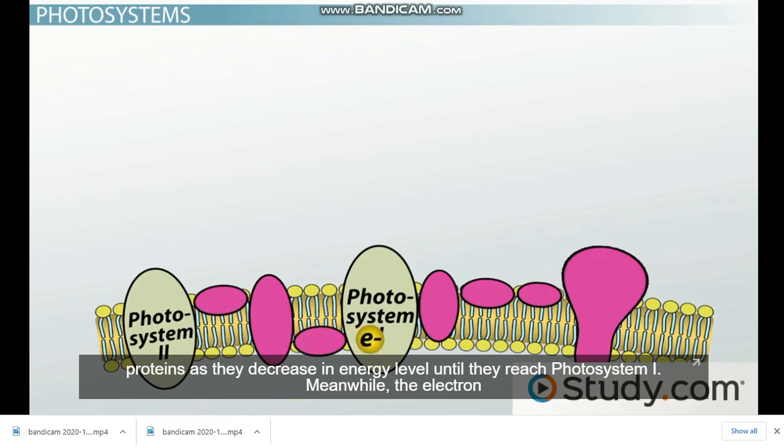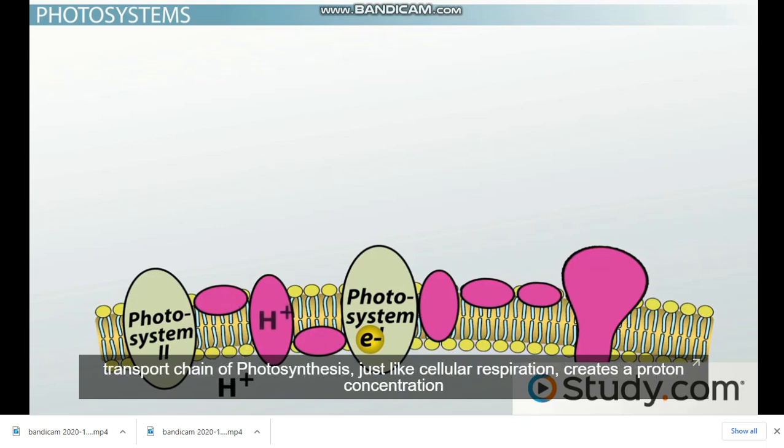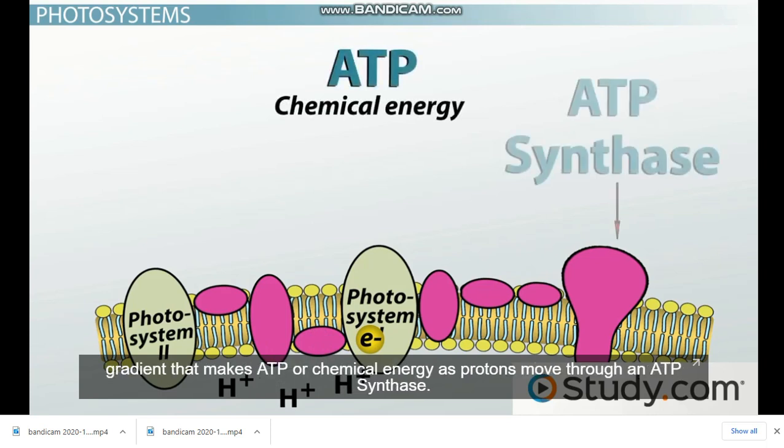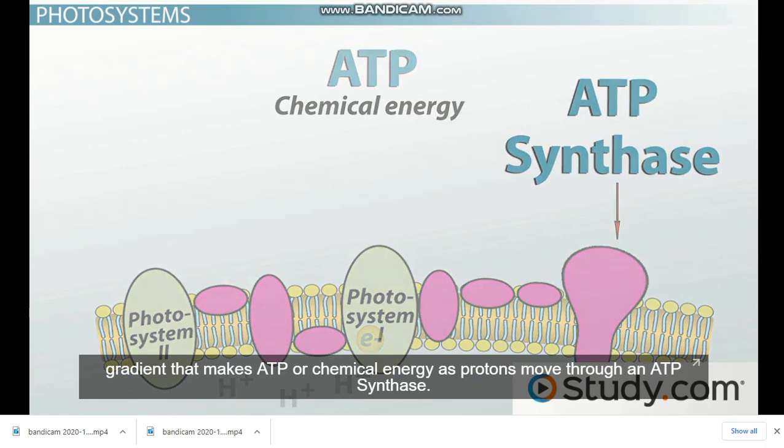reach photosystem 1. Meanwhile, the electron transport chain of photosynthesis, just like cellular respiration, creates a proton concentration gradient that makes ATP, or chemical energy, as protons move through an ATP synthase.